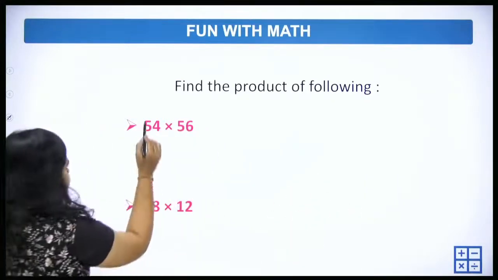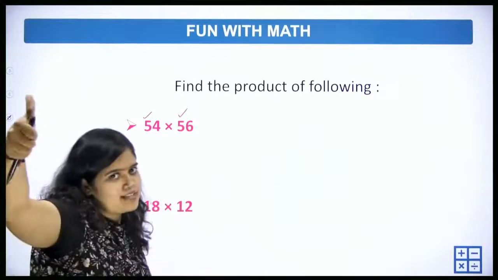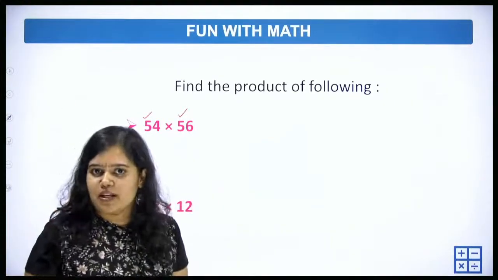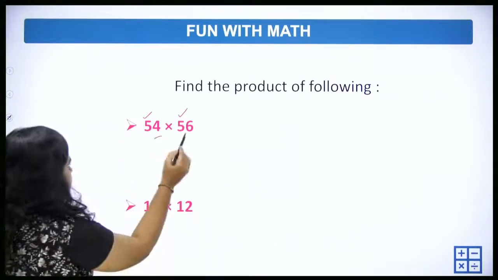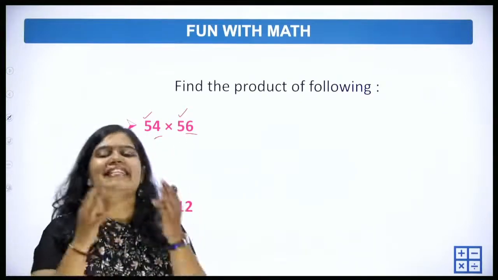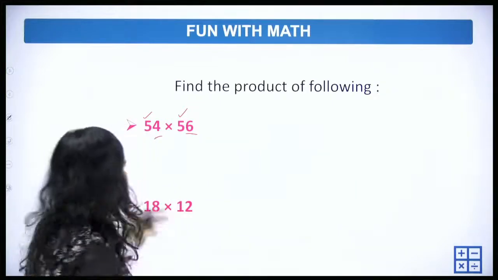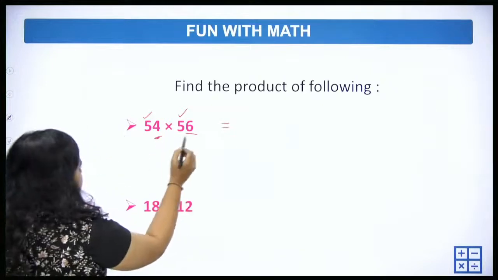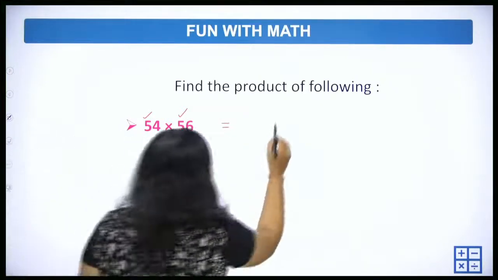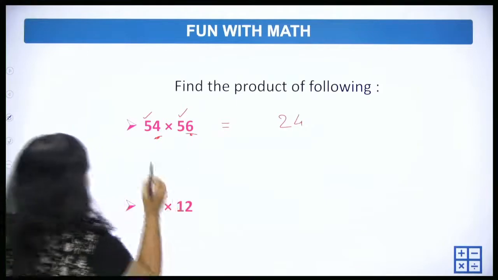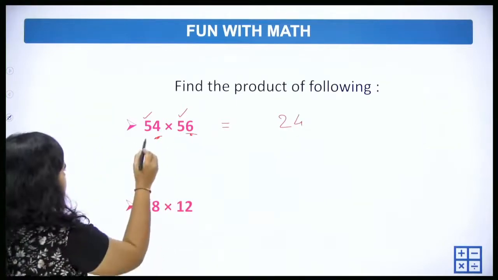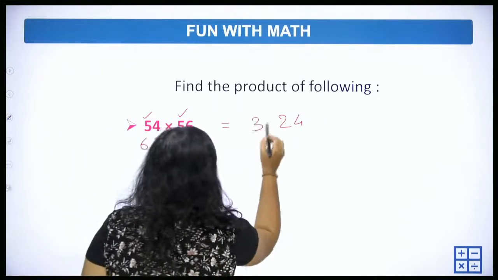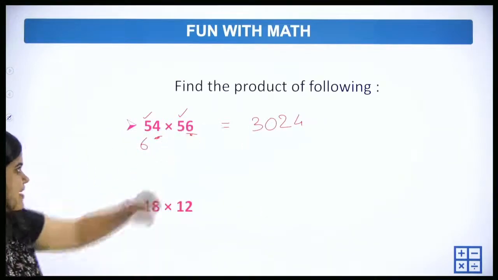How will we check? Tens place is same, rule 1 satisfied. What is rule 2? Rule 2 is sum of ones place should be equal to 10. 4 plus 6, is it equal to 10? Yes, it is equal to 10. So we can use the trick, and on using the trick, 4 into 6 is 24. So 24, we have 5 into 5. So this, we'll make it as 6. 6 into 5, 30. So 3024 is the product.